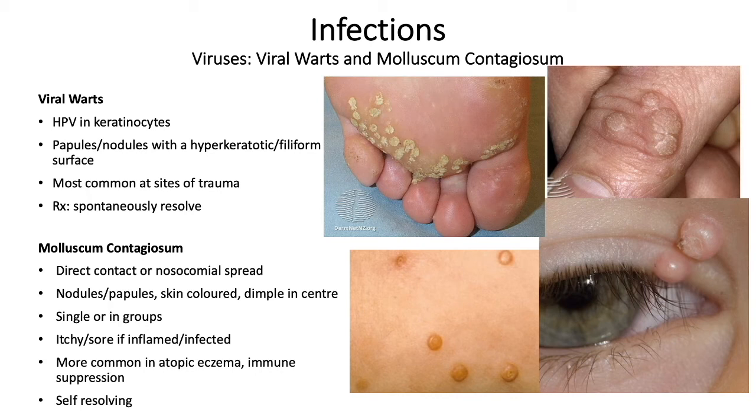And they tend to be asymptomatic, apart from when they become inflamed or infected, when they become itchy and sore. They usually resolve between 6 and 18 months, but they can last years. They tend to be more common in patients with atopic eczema, and lesions tend to resolve slower in these patients.